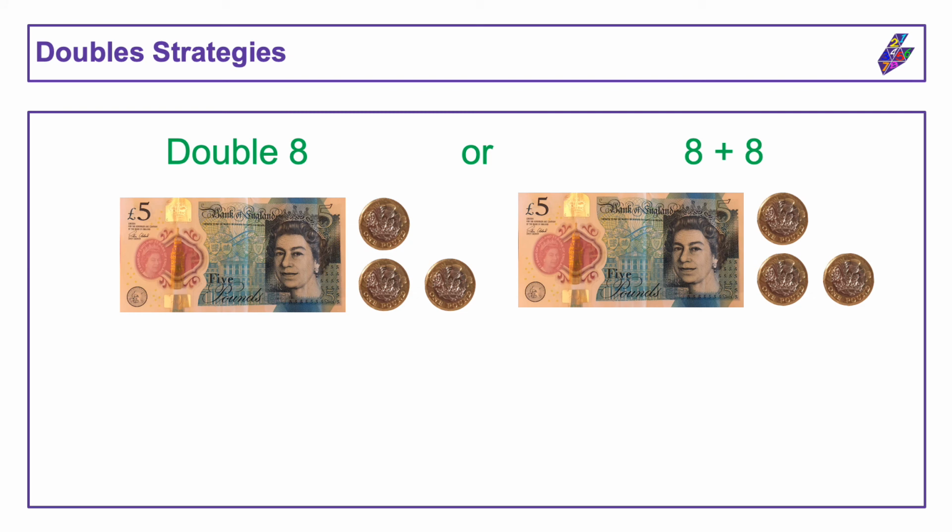Let's look at one final example in the context of money. Have a look at the visual below and think about how it could help you to work out double £8 if you didn't just know the answer. Pause the video and think to yourself first before continuing.